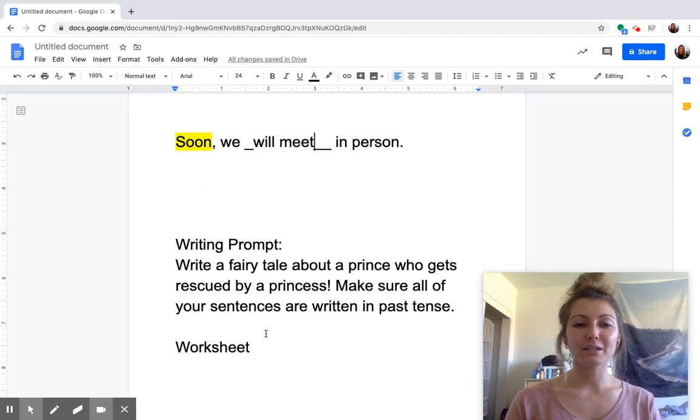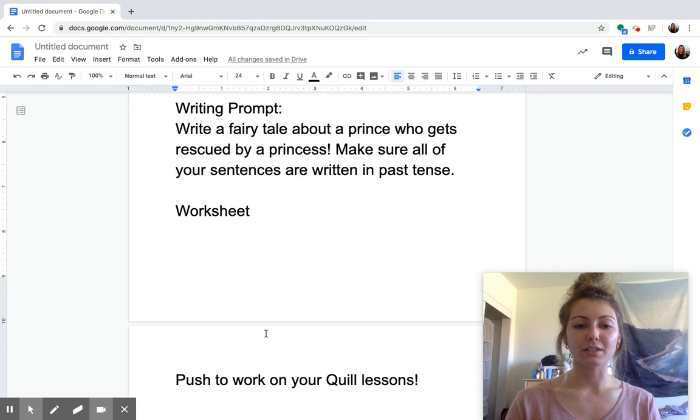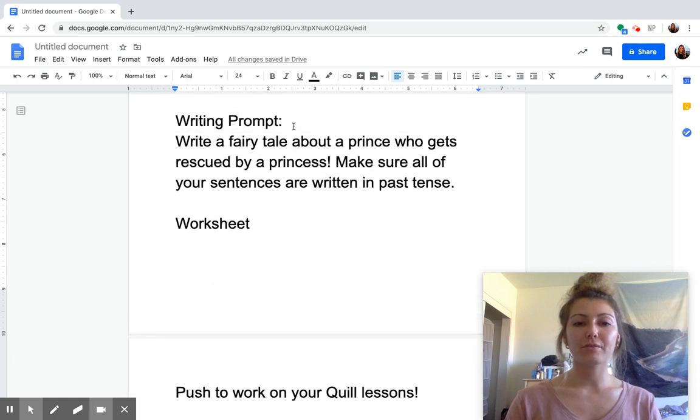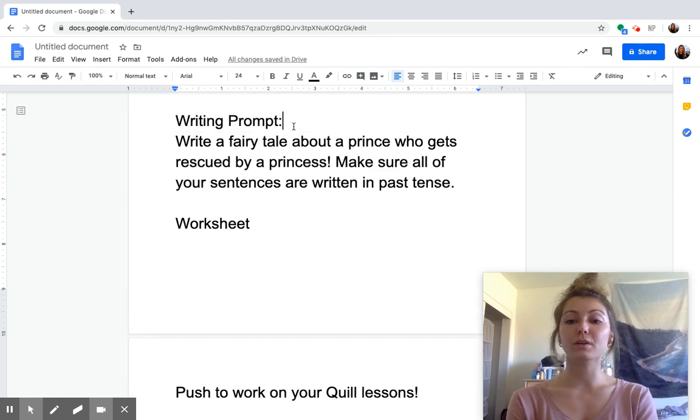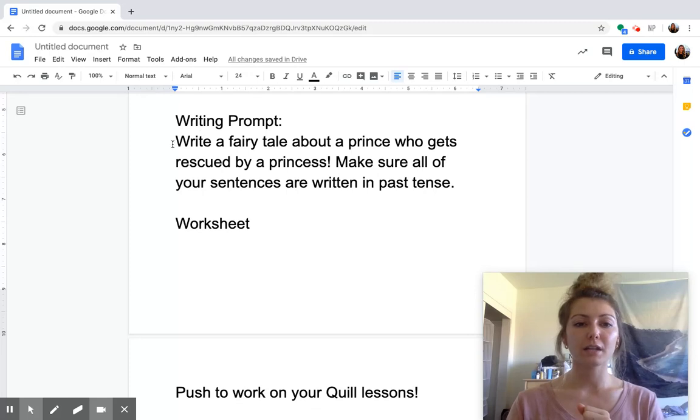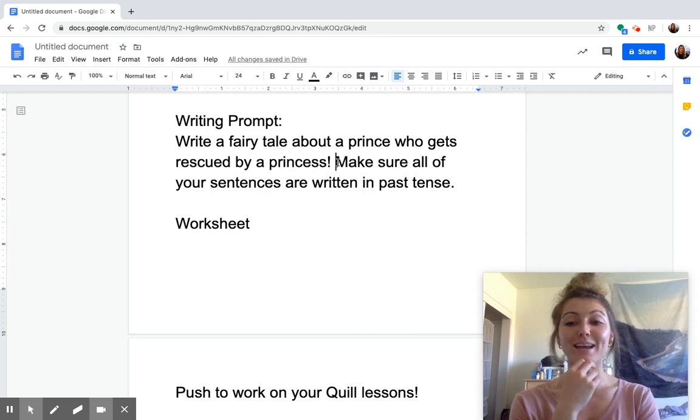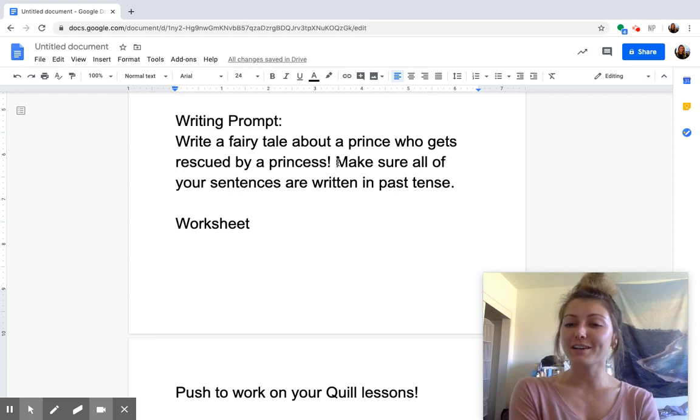Now I have your independent work for you for today. First, you have your writing prompt that you can do in your journal, in your composition book, or on a separate sheet of paper, whatever works for you. Today's prompt says, write a fairy tale about a prince who gets rescued by a princess. So this time it's different from what we're used to seeing in Disney movies where the princess gets rescued by the prince. Try and tell kind of an opposite fairy tale where the prince gets rescued by a princess.